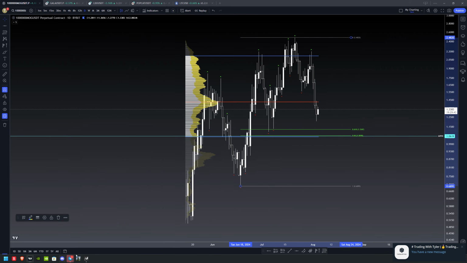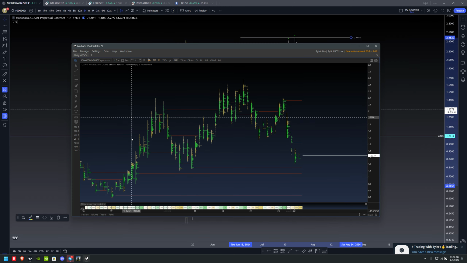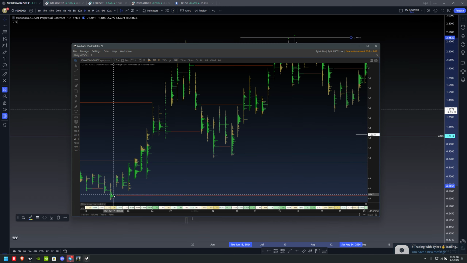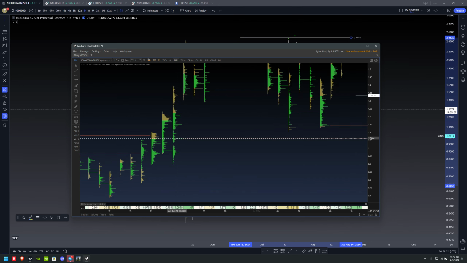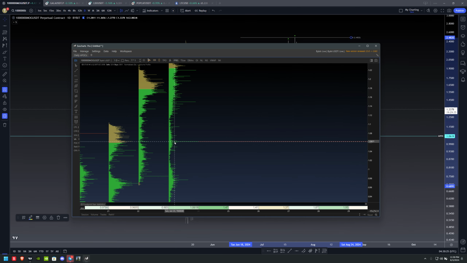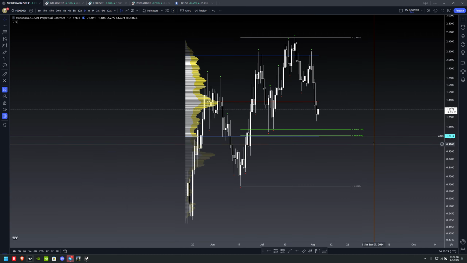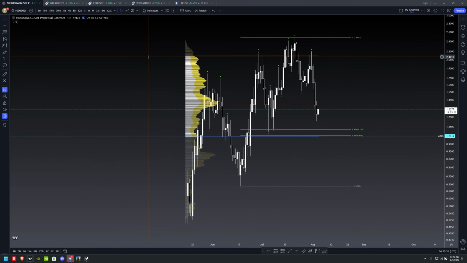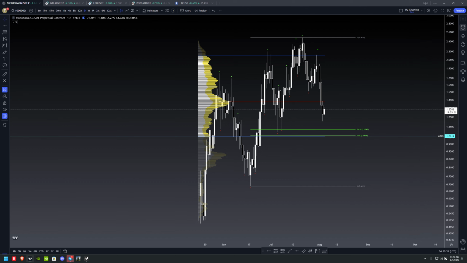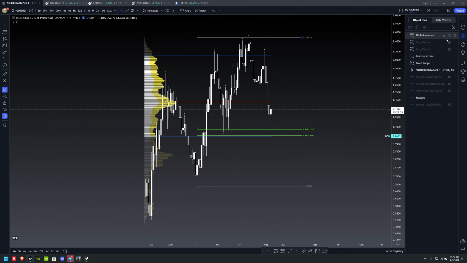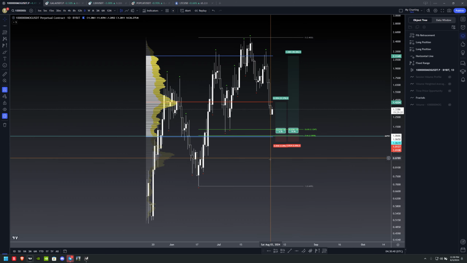Daily naked point of control, $1.0619. That's a bit of confluence there. And so we have two possible positions here. Stop loss can be at your own discretion.